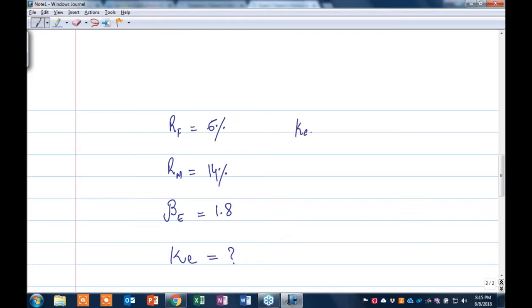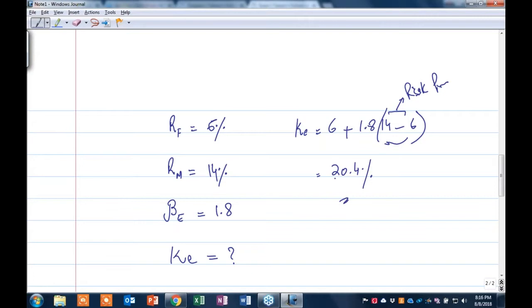Okay, let's calculate the cost of equity. Risk-free rate of return is 6%, equity beta is 1.8, market return is 14%, and the risk-free rate of return is 6. So the difference between the two is called risk premium. So 8 into 1.8 plus 6. Is it 20.4? So the cost of equity will be 20.4.